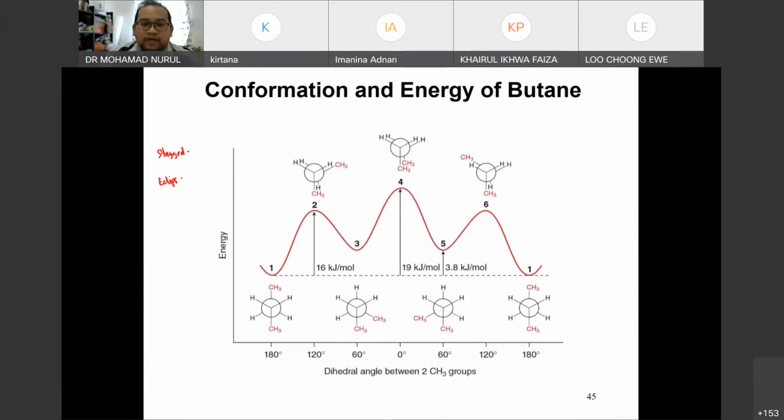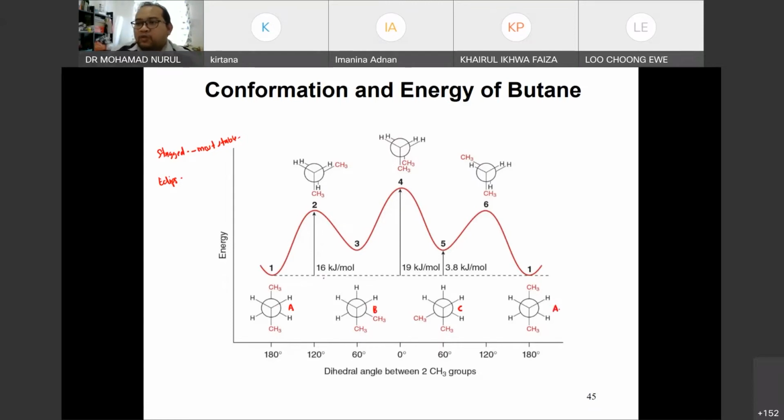Sorry for my handwriting. So we know that staggered is more stable compared to eclipsed. This one is staggered, this one is eclipsed, meanwhile this one is staggered, this one is staggered. This one is A, this one is B, this one is C, and this one is D.